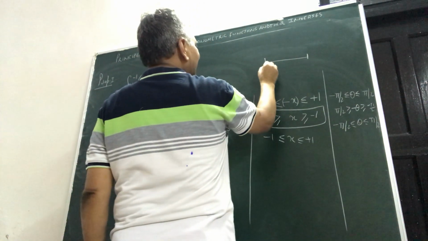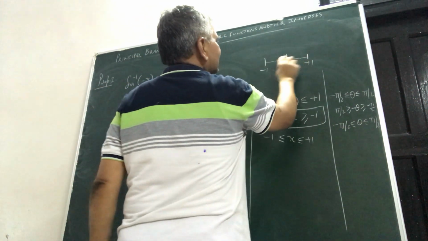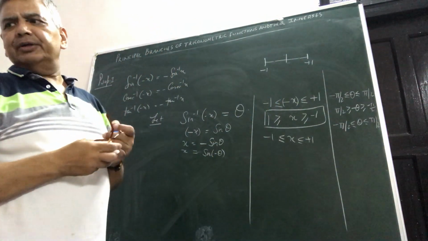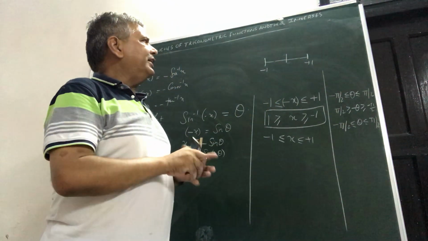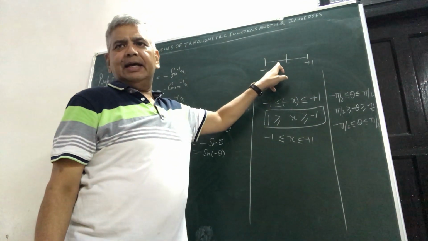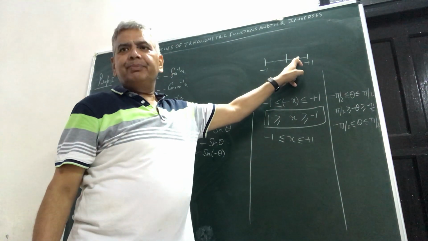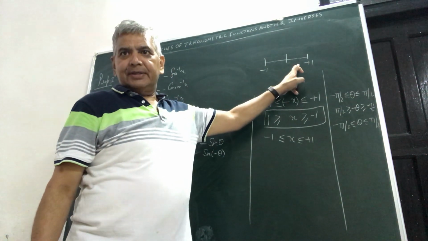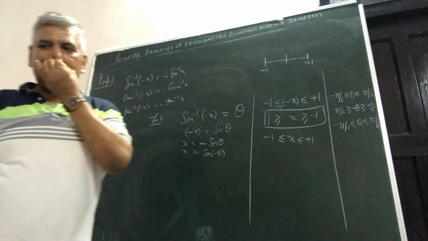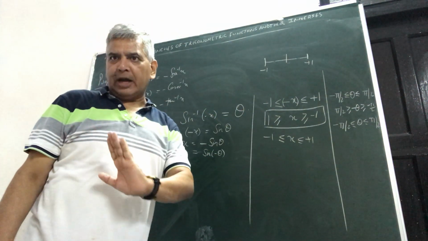If something is lying between minus 1 and plus 1, suppose theta is here or here, wherever. Now if theta is here, then minus theta will come here. And if theta is negative, then minus theta will come here, at the same distance.